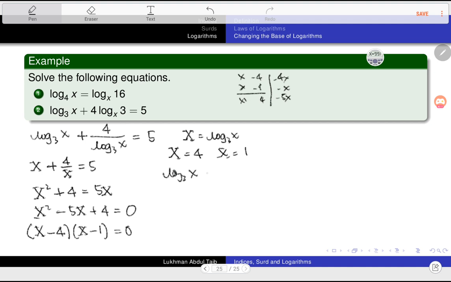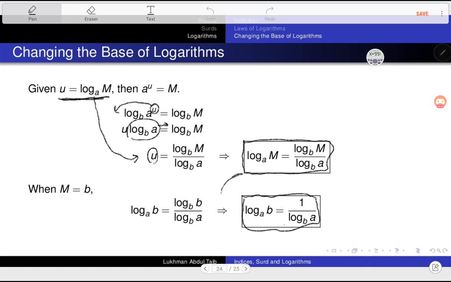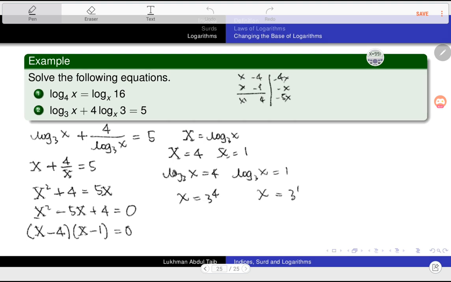So now we change back into log x to the base of 3 equals 4 and log x to the base of 3 equals 1. So now here we have x equals 3 to the power of 4 and x equals 3 to the power of 1. Wait, let me check again. Yes. So 3 to the power of 4: 9 multiplied by 9 is 81. So here we have x equals 81 and x equals 3. Done. So we solved the second equation.